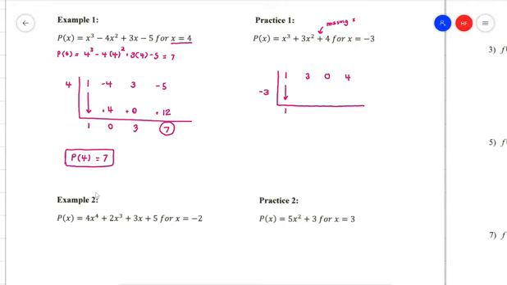Drop the first, multiply. Negative 3 times 1 is negative 3. 3 minus 3 is 0. Negative 3 times 0 is 0. 0 plus 0 is 0. Negative 3 times 0 is 0. 4 plus 0 is 4. So my answer is 4. So p evaluated at negative 3 equals 4.